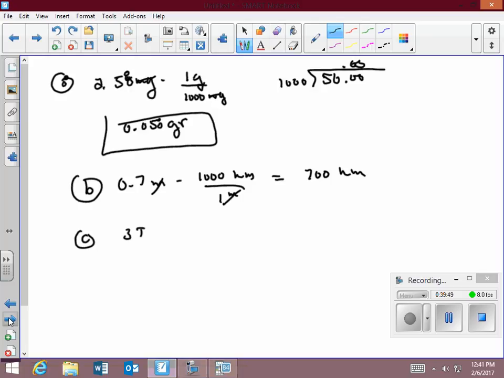Three tons. They want it to ounces. Well, I don't go straight to it. I just know 2,000 pounds in a ton, right? So you can do pounds. You could say 2,000 pounds, 1 ton, and then they want ounces. So how many? There's 16 ounces in a pound, right? 1 pound. Now, the tons go out, the pounds go out, and you got 3 times 2,000 times 16. So you got 16 times 6. It's 96,000 ounces.